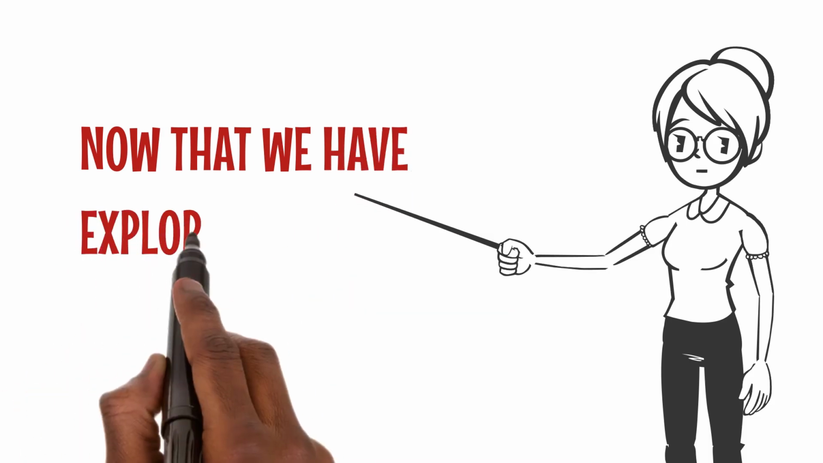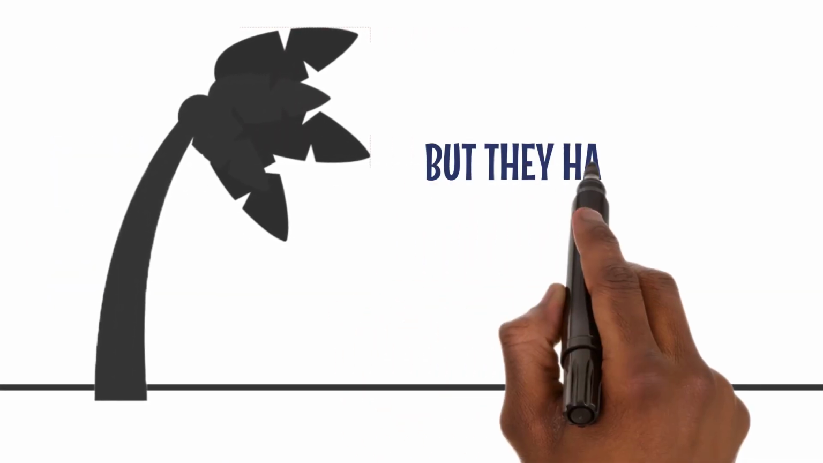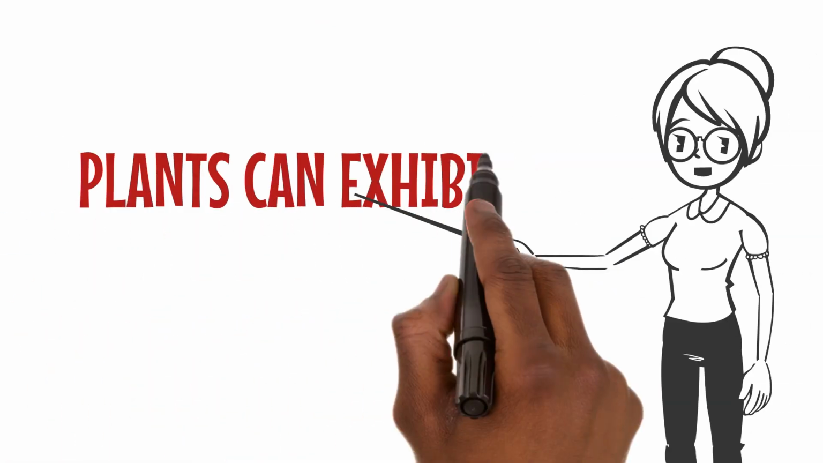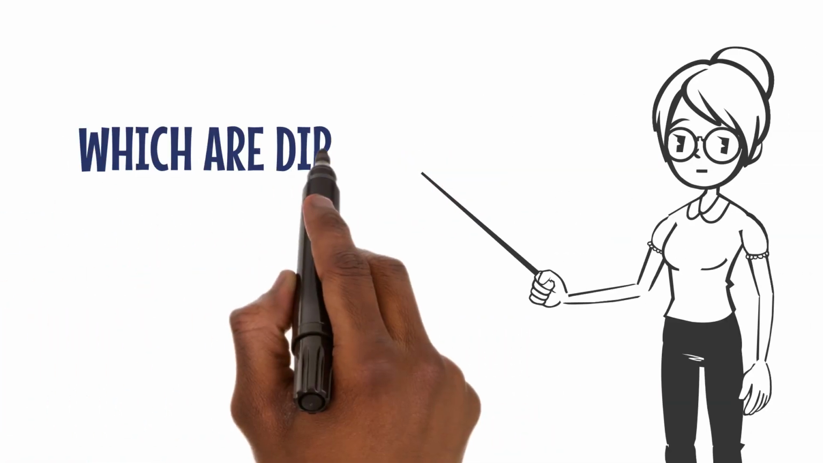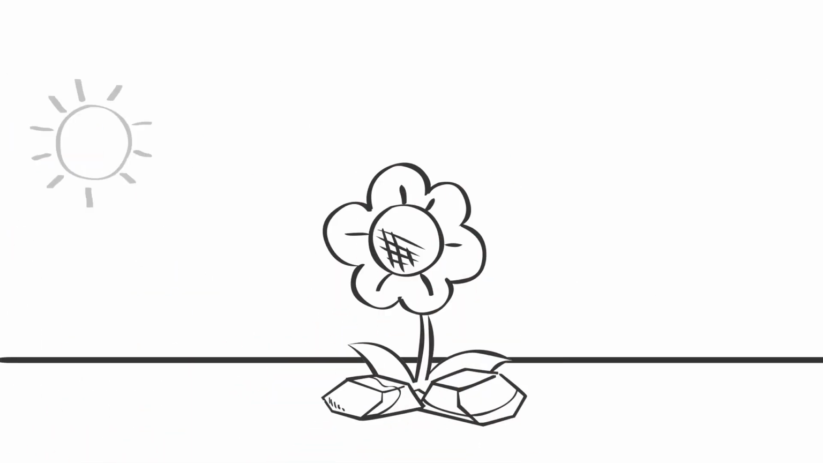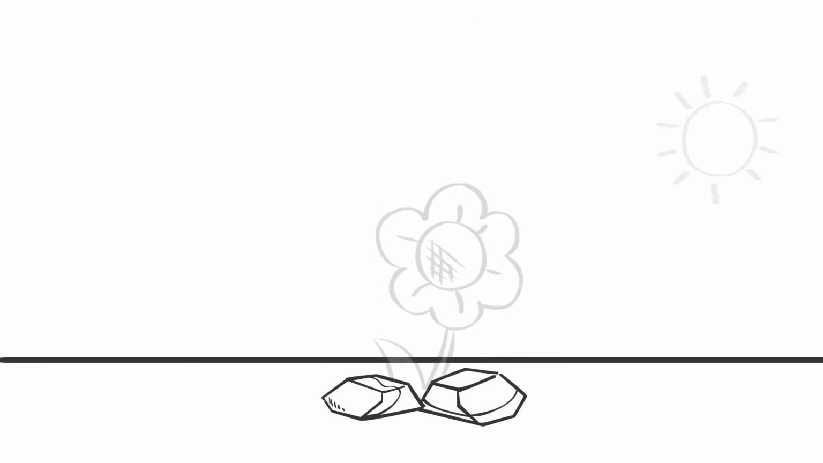Now that we have explored these disorders, let's shift our focus to the fascinating world of plant movements. Plants may seem stationary, but they actually have some nifty tricks up their leaves. Plants can exhibit tropic movements, which are directional responses to external stimuli. For example, the way a sunflower follows the sun throughout the day is a classic tropic movement called heliotropism.